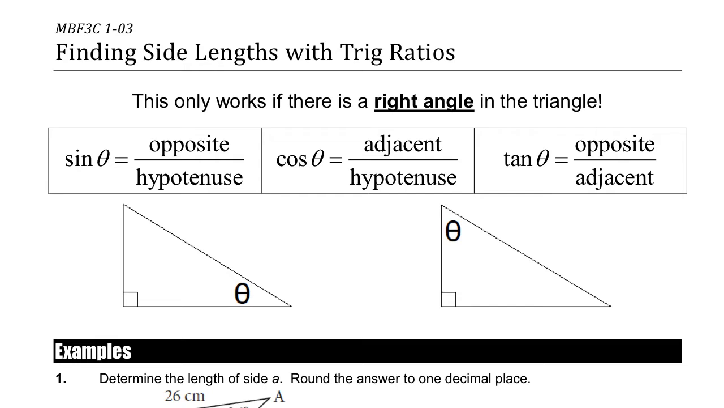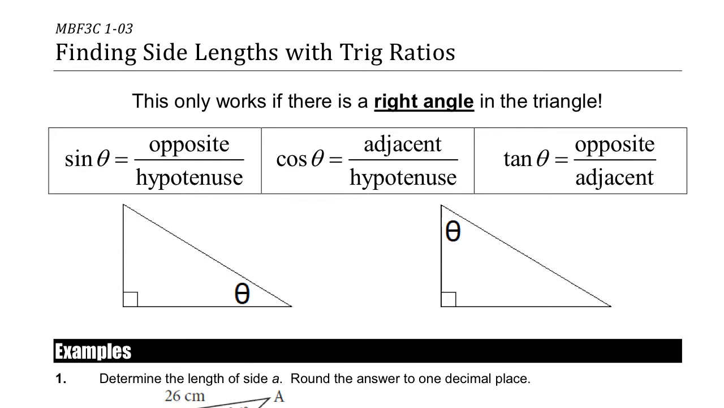You would have seen these in grade 10, but if you've forgotten or you're just a little fuzzy on the details, that's fine. That's the whole point of this lesson, to review all that stuff. Just like the Pythagorean theorem only worked with right triangles, the same is true for these ratios: sine, cosine, and tangent. They only work if there's a right angle in your triangle.